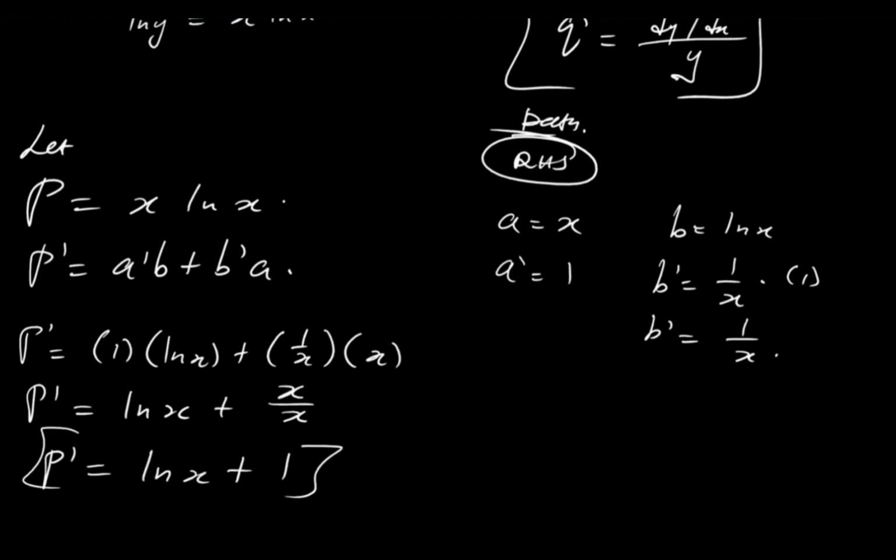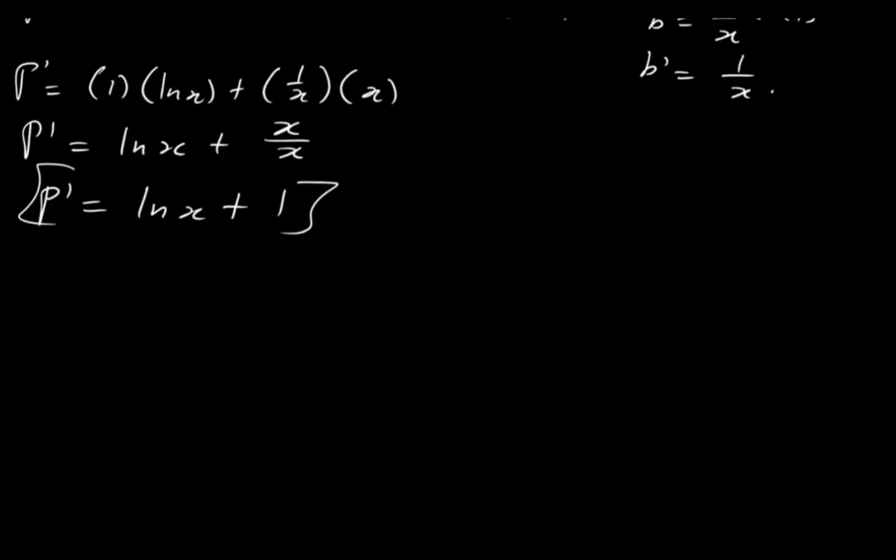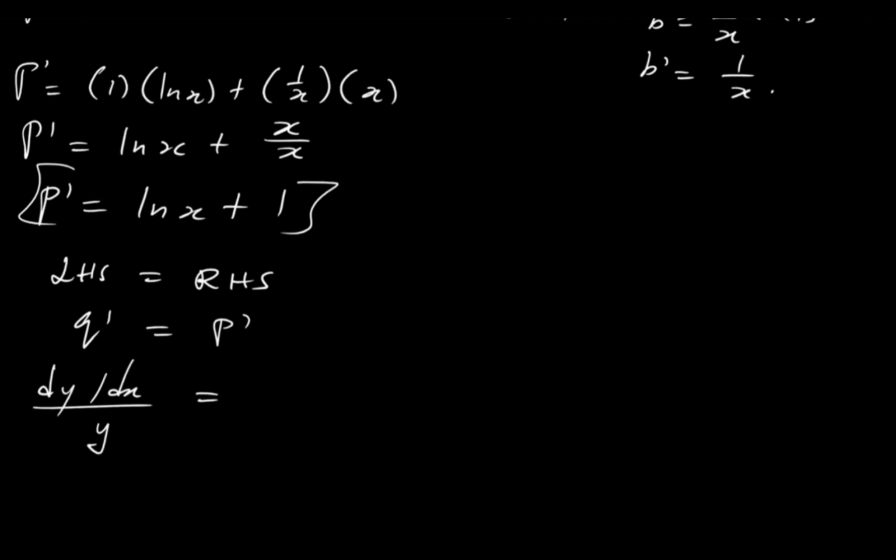So I have this. Okay, so now remember the left is this guy here, dy over dx over y. So all I have to do is let the left-hand side be equal to the right-hand side. The left-hand side was q prime, the right-hand side is p prime. Q prime is dy over dx over y. P prime is simply ln x plus 1.